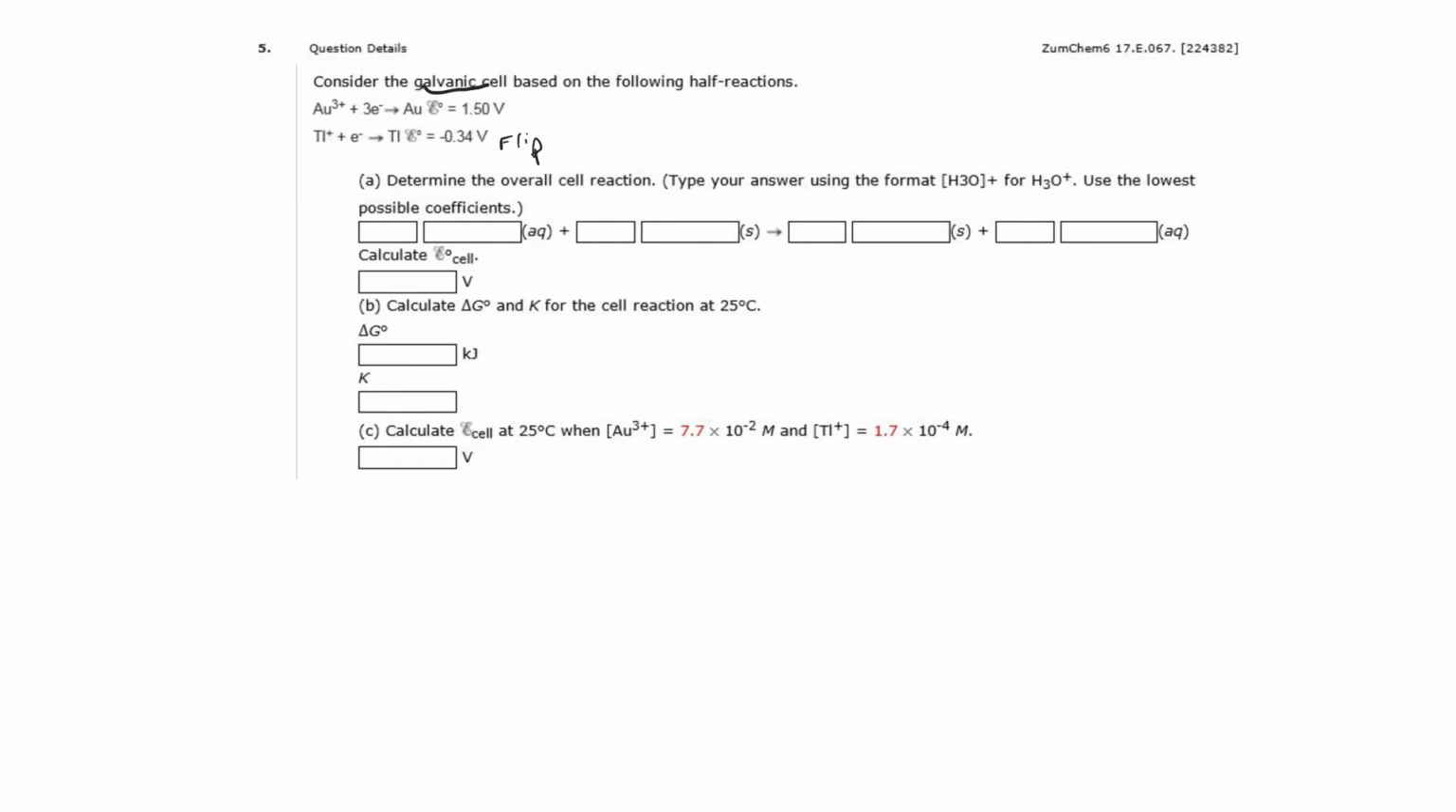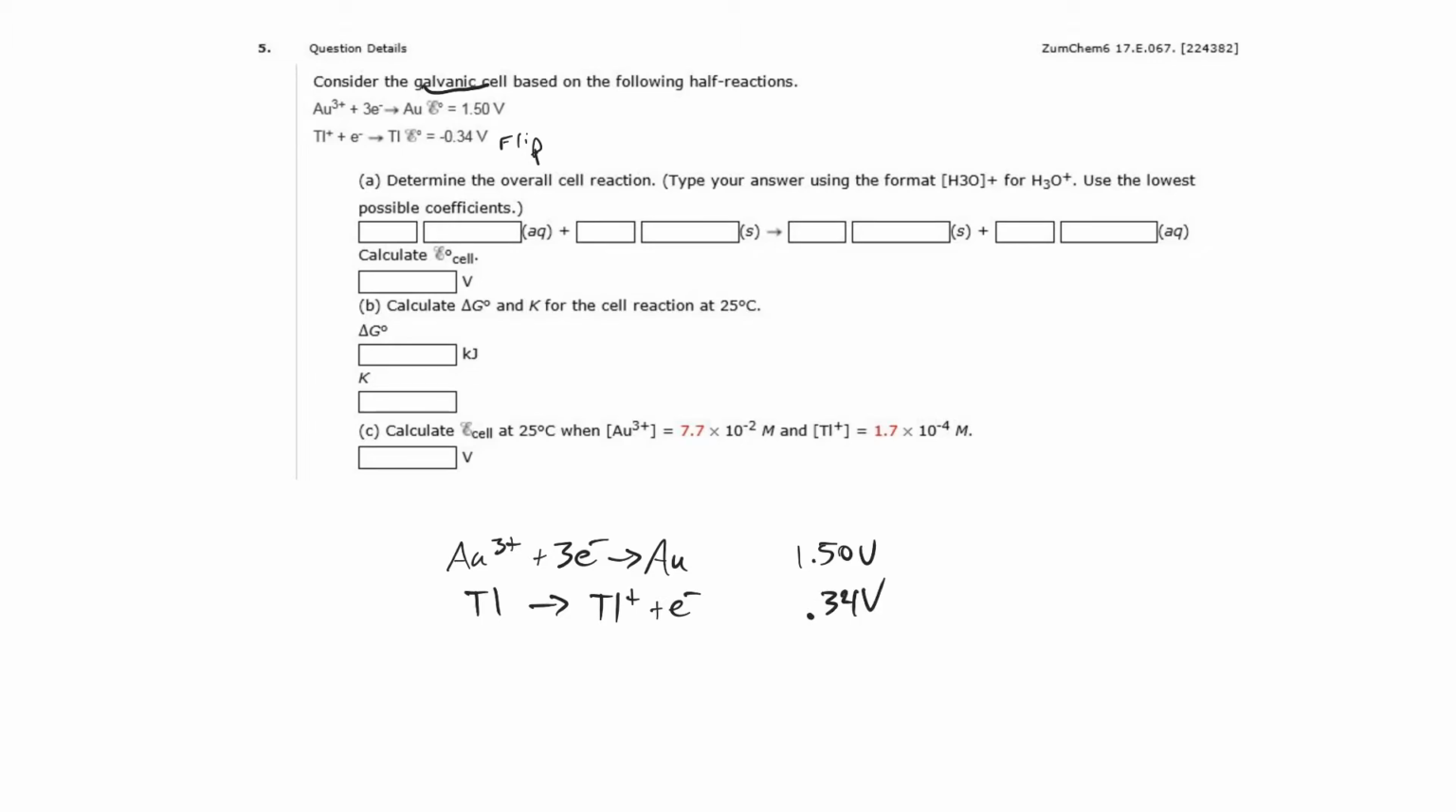That means we'll flip the thallium reaction. We'll keep the gold reaction exactly as it's written. And if you look up on a table, they give it to you, the voltage is 1.5. And if we flip the thallium reaction around, we get thallium and 1 electron, and the voltage becomes a positive 0.34.